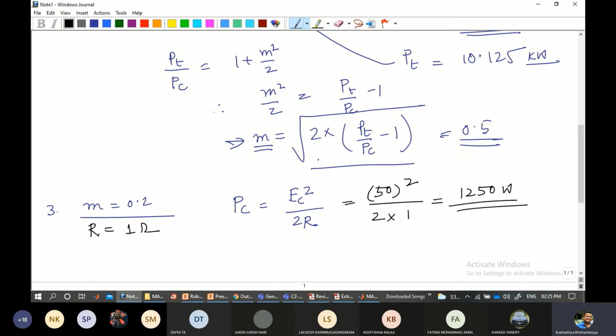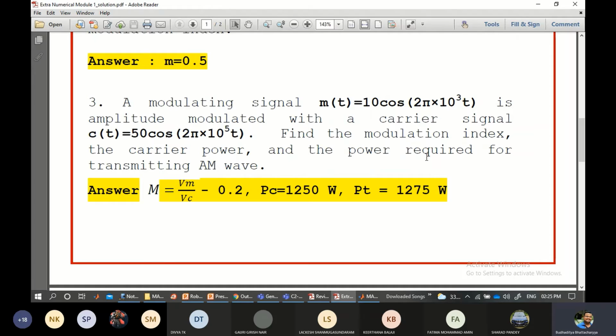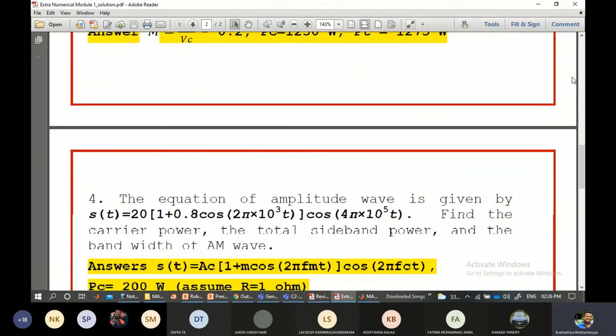Similarly, the same equation PT equals PC(1 + m²/2) can be used. Now you know m, now you know PC. The final outcome is around 12.75 watts as the transmitted power, which is the power required for transmitting the signal. So in all these three questions, you can observe that although they are being done using a very similar portion, that is the power relationship, each of the questions has a different flavor to it. So please read the question carefully and answer based on that.